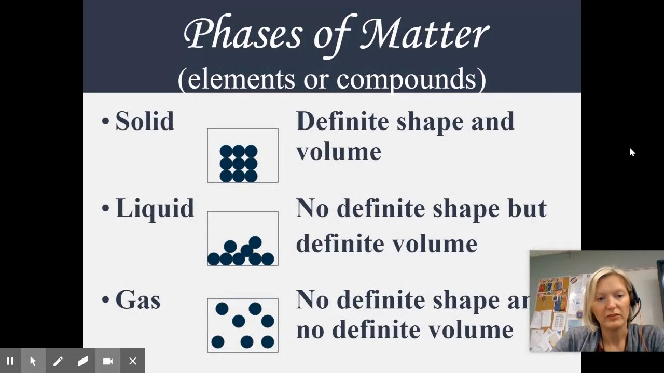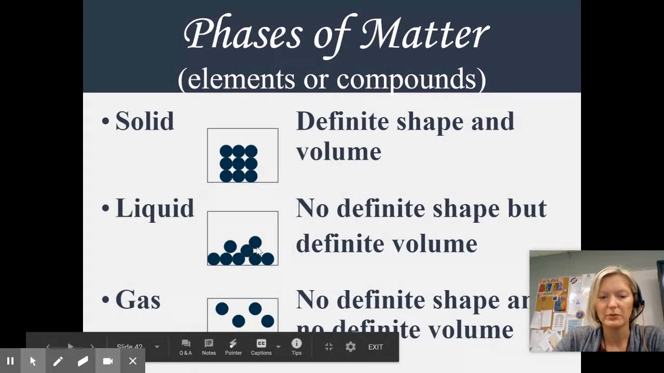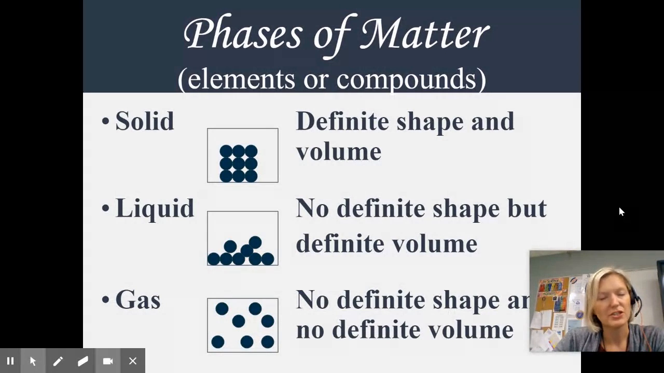Now when we draw these, and this is what we've already done before, a solid has definite shape, definite volume. It's got that particle diagram, a very geometrical shape. Liquid, no definite shape, definite volume. Here it is, liquid sort of fills the bottom of the container just like gravity. And gas, no definite shape, no definite volume. It will fill the entire space available.